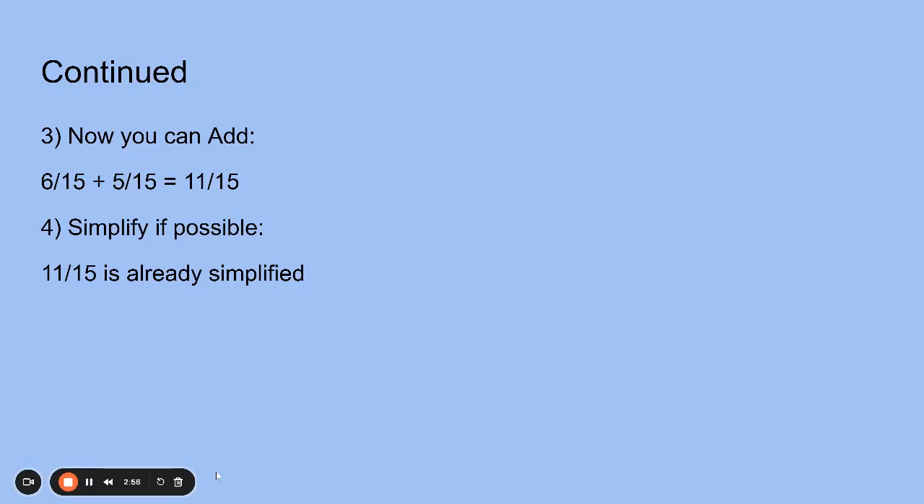Step 3. Now you can add. 6/15 plus 5/15 equals 11/15. Step 4. Simplify if possible. 11/15 is already simplified, so it cannot be simplified any further.